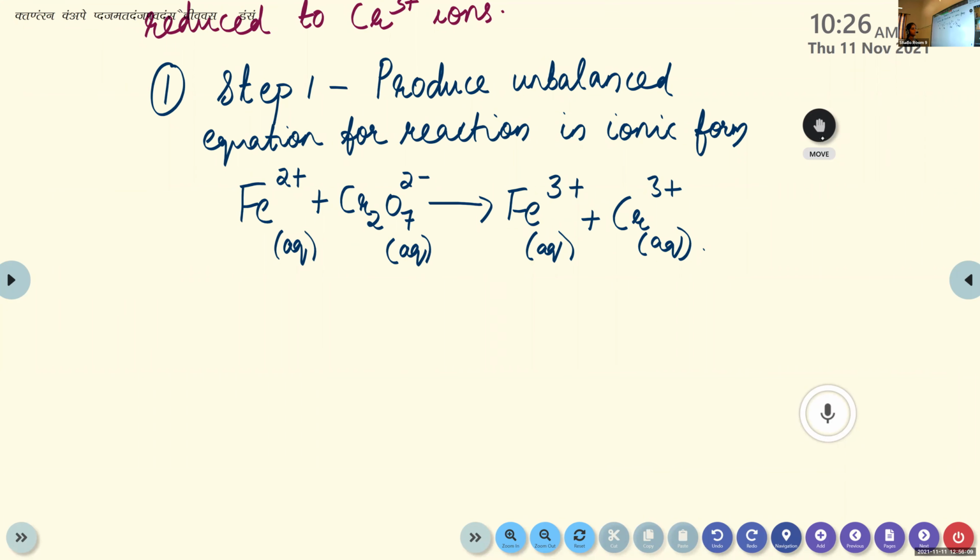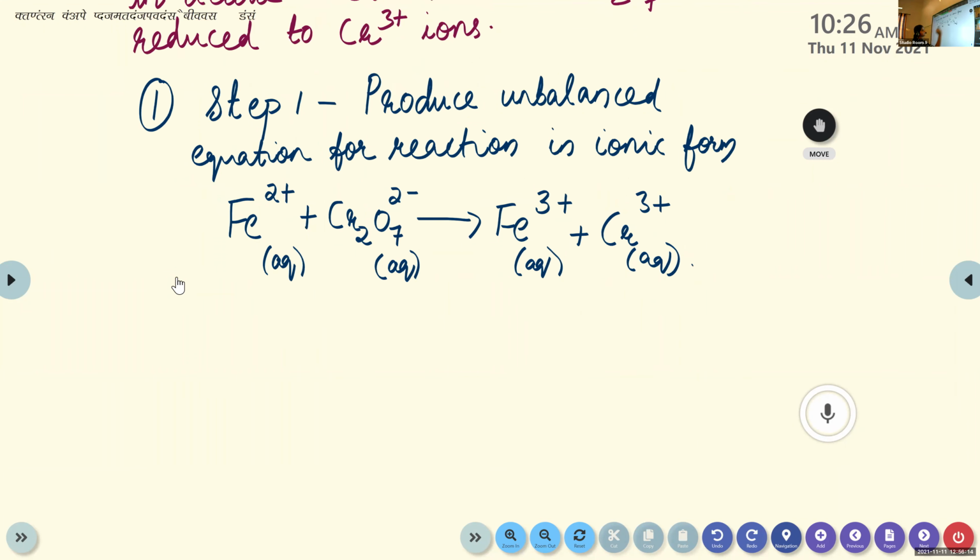This is clear, children? Okay, then second step. Just wait.